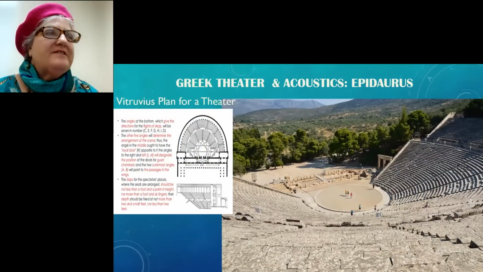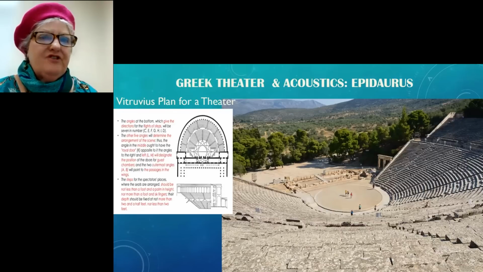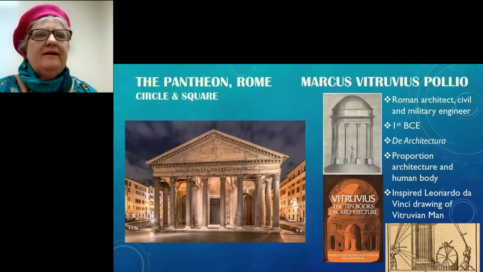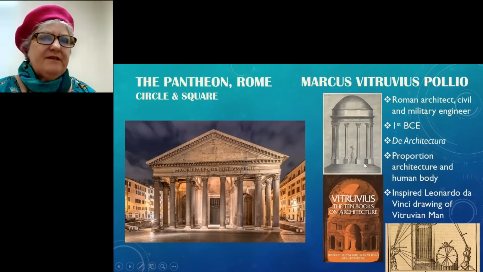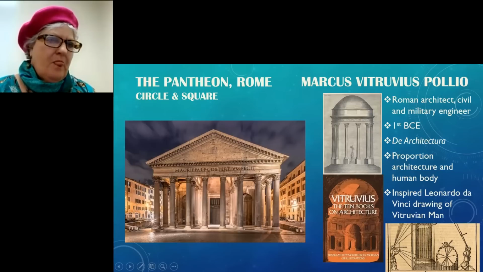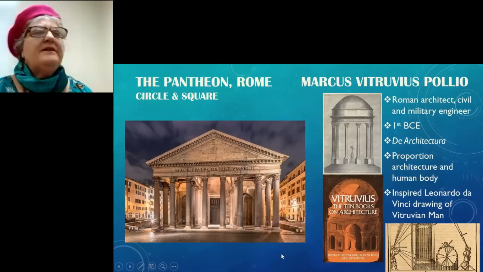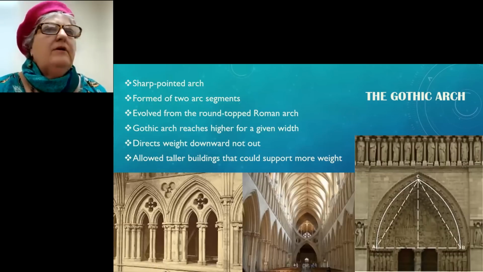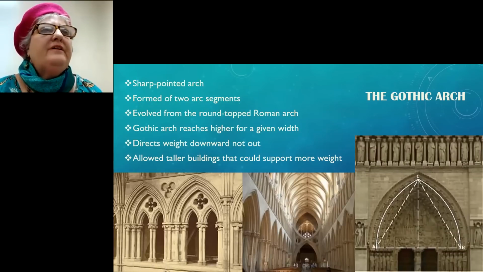The theater at Epidaurus, and this is Vitruvius' plan for a Roman theater based on the Greek theaters. Vitruvius was a Roman engineer, and Leonardo da Vinci came up with the Vitruvian Man. And this is the Pantheon, and a little bit about Vitruvius with a water wheel. The Pantheon is kind of a homage to the Hagia Sophia that led to the evolution of the Gothic architecture and the amazing work of the cathedrals in the medieval era.